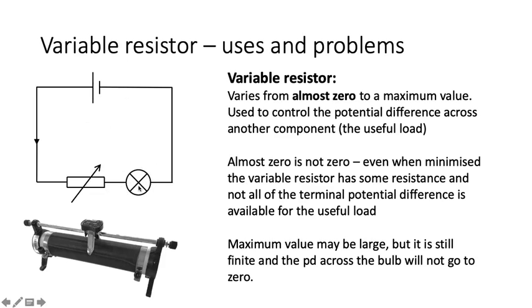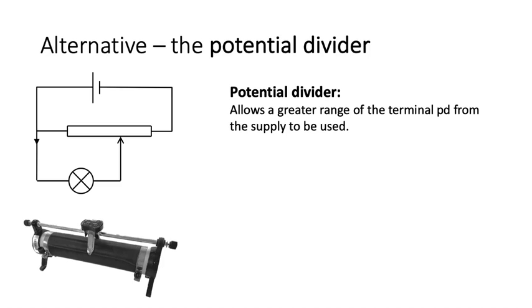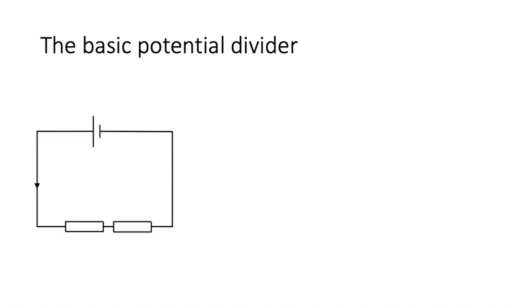And if you want to, for example, completely turn off a light bulb, then a variable resistor is going to struggle to do that. The alternative, as we've seen, is the potential divider, and that's one of the advantages that was being referred to. Let's start by looking at a very basic potential divider.